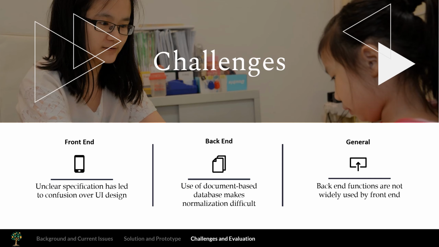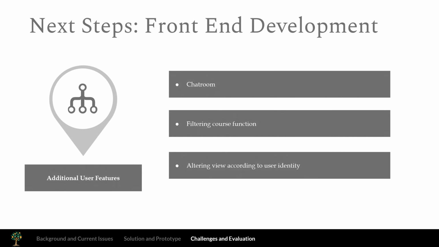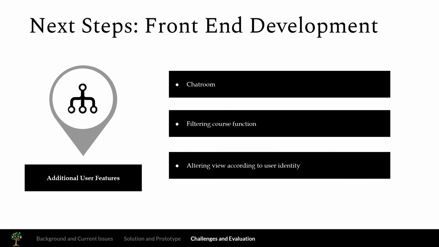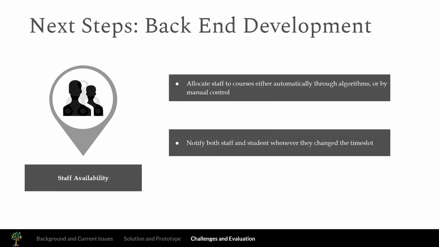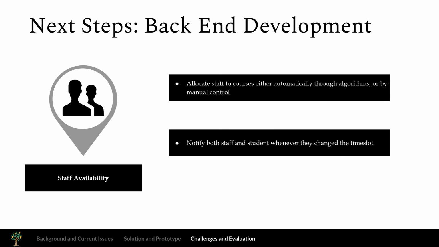Next, I will talk about our future schedule. The next major thing we're going to do is to develop the chat room in our system. We'll also add a filtering function to enhance user experience. Besides, we'll alter the field according to user identity, which means the admin page should only be seen by the admin. We have planned to design an algorithm to automatically assign staff to courses.